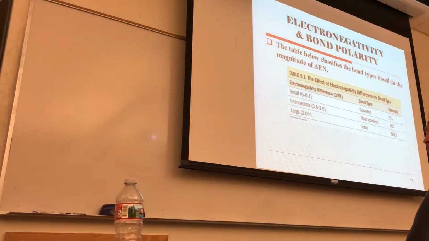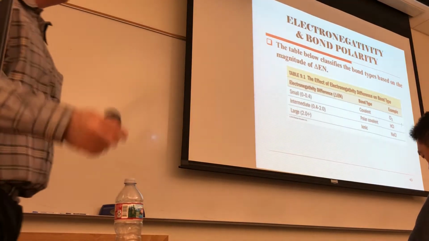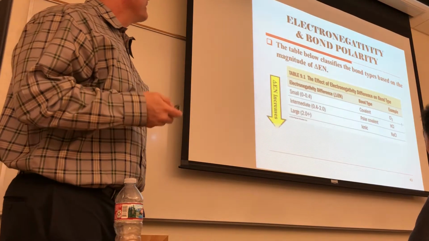The old scale was 0 to 0.3, 0.3 to 1.7. So the 0.3 now changes to 0.4, and the 1.7 changes to 2.0, probably because of HF. They want to say that that is not ionic because it doesn't separate into ions, even though other things that are lower than that will separate into ions. So it's all relative to the scale that you're looking at.